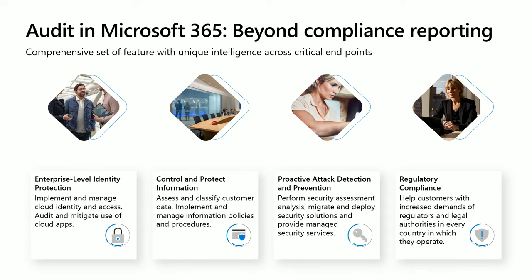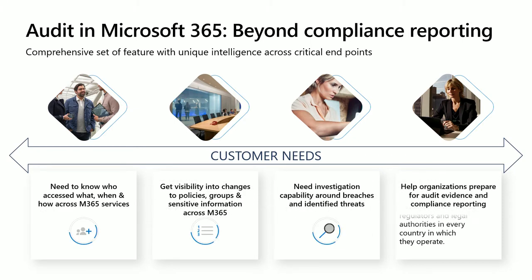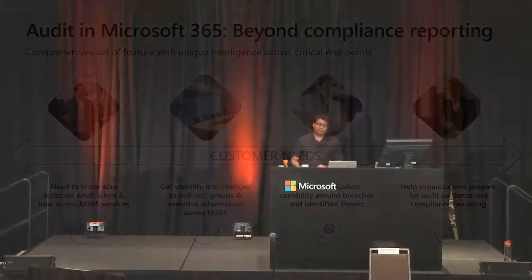But if you think about each of these 4 areas, whether it's identity protection, information protection, post-breach impact assessment, or regulatory compliance, there's a set of things you need to know. So you need to know who accessed what, when, and how across all of the different Microsoft 365 services. You want visibility into changes of policies or memberships, who was a member of what distribution group or team site when. You need to be able to investigate what a person was doing inside of the environment and dig around into that.